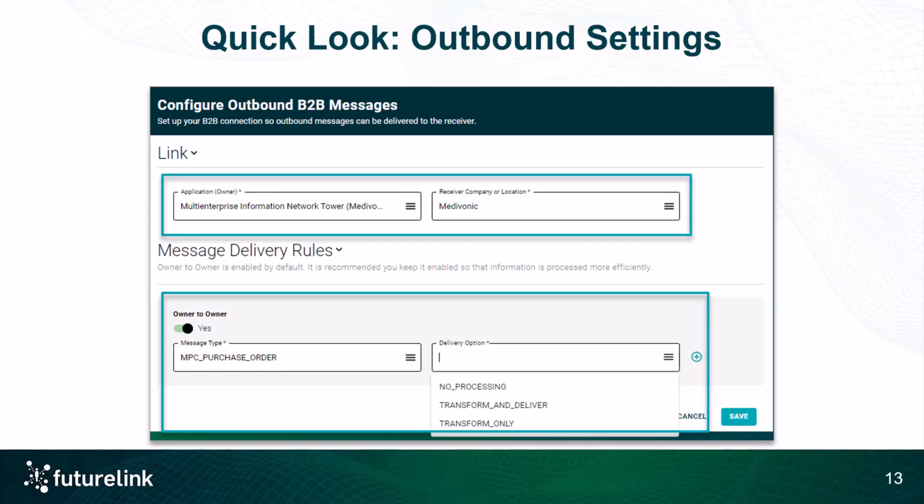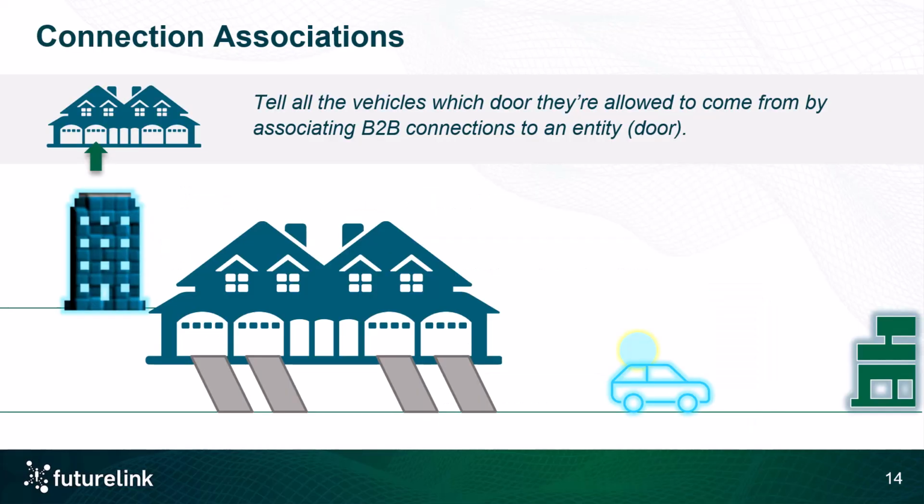This is basically what you'd set up for your outbound settings. For each link, you need to set up delivery options for each message type.